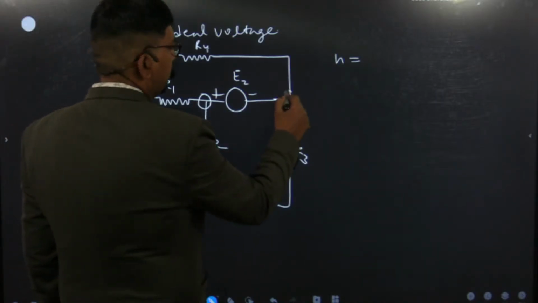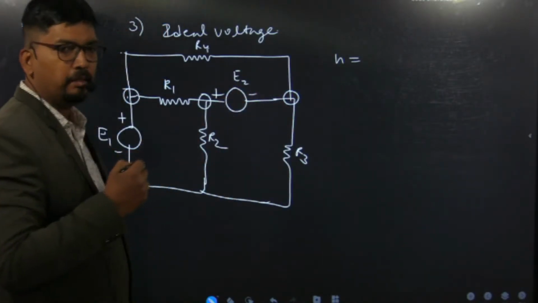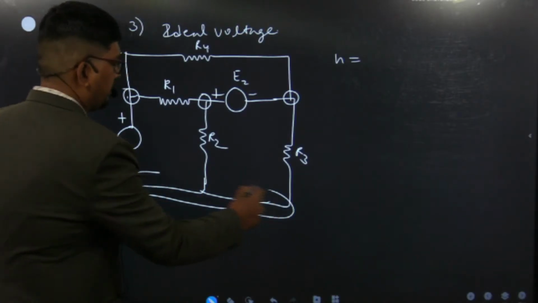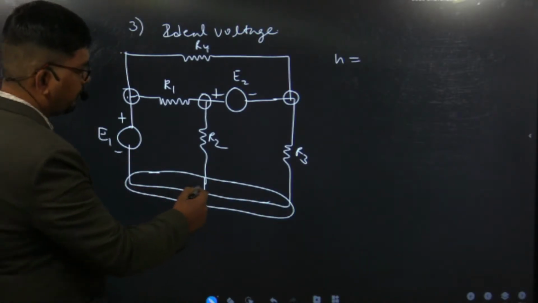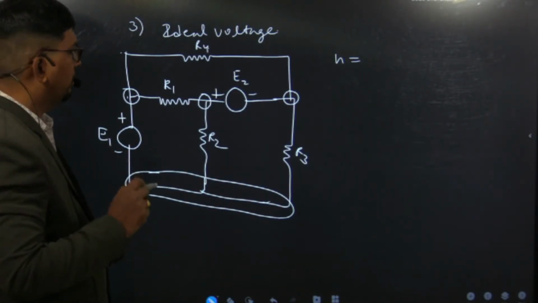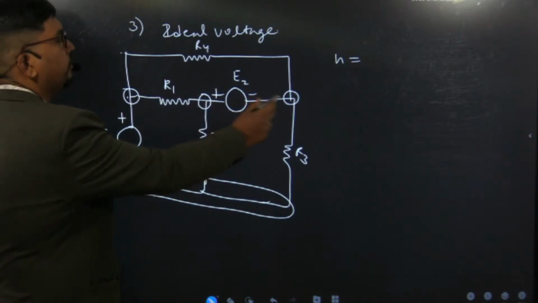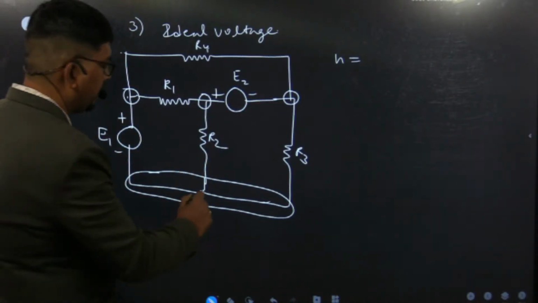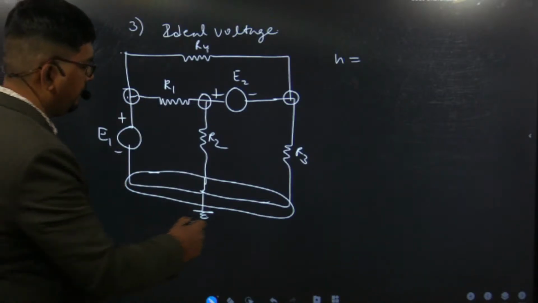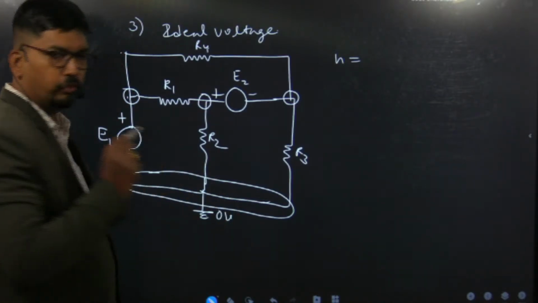Next is this node, again there are three elements connected, and this bottom node will be the same point, because all are connecting wires and they are resistance-less. So in this circuit there are 1, 2, 3, 4 nodes, and assume this datum node as grounded, and assume its potential will be 0 volt.